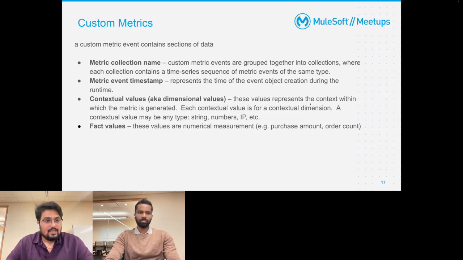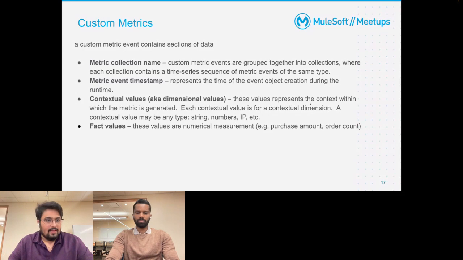For this collection, we have two different items: one is dimensions and one is facts. These dimensions represent your actual data. Let's say you are creating a custom metric to store order data, it could be order ID or location, or it could be a failure reason, anything. These all come under your dimensions. We'll walk through a couple of examples in the next slide.